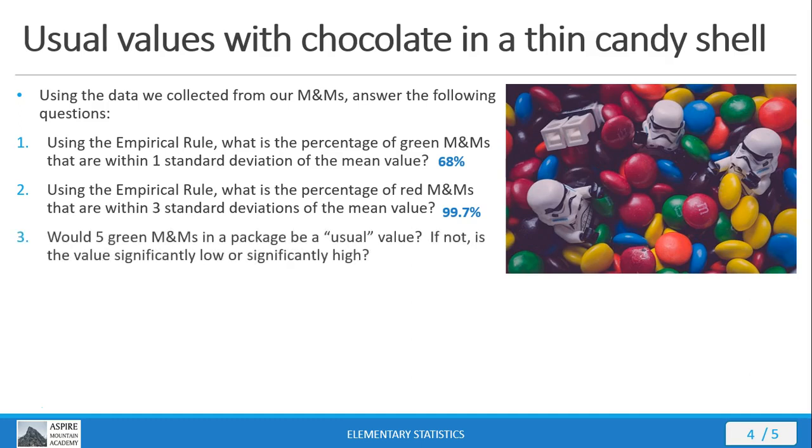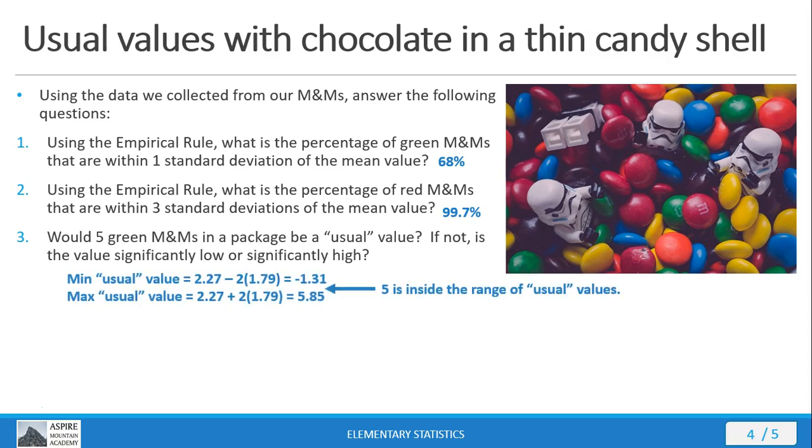Okay, what would 5 green M&Ms in a package be? Would that be a usual value or not? And if not, is the value significantly low or significantly high? Again, I'll give you a moment. Okay, here you want to use the range rule of thumb because you're asked about usual values. So when you calculate your minimum and maximum usual values, you see that 5 is inside those bounds. That means 5 is a usual value. It's not surprising to see that number in the data set for the green M&Ms.